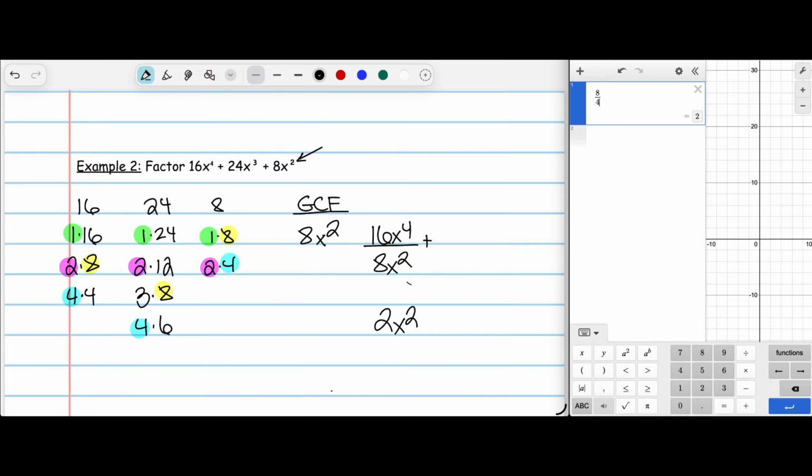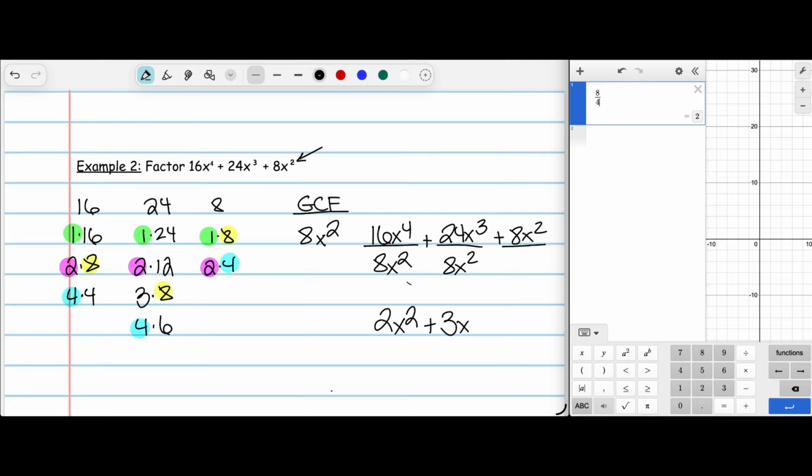Now we have 24x to the 3rd. We're going to divide that by 8x squared. 24 divided by 8 was 3. And we can take 2 x's from the top, so that's going to leave me with just 1 x, because that's 3 minus 2.